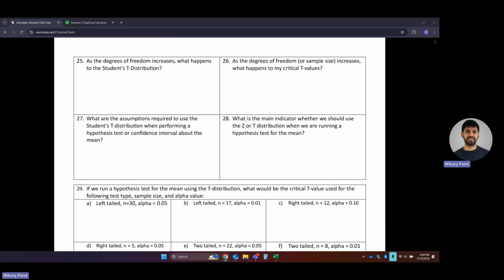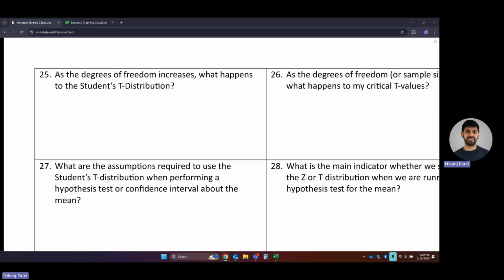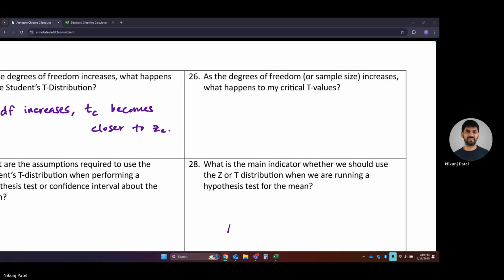So simply summarized, we would say as DF increases, T critical becomes closer to Z critical.